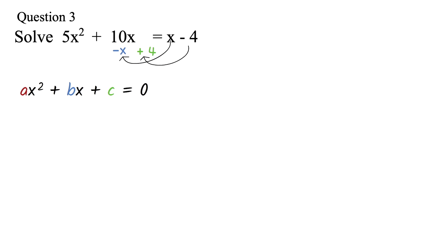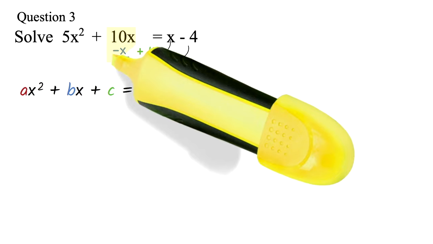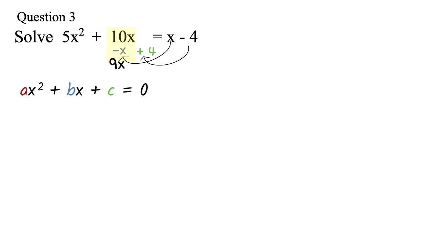We are not done. We can add like terms. 10x minus x will be 9x. So we will have 5x squared plus 9x plus 4 equals 0. Now it's in the form that we want. In this form, the coefficient of the x squared, or the number with the x squared, is your a value. Here, the a value is 5. The b is the coefficient of the x, or the number with the x. So here, the b is 9. Then c is the constant. Here, the c value is 4.